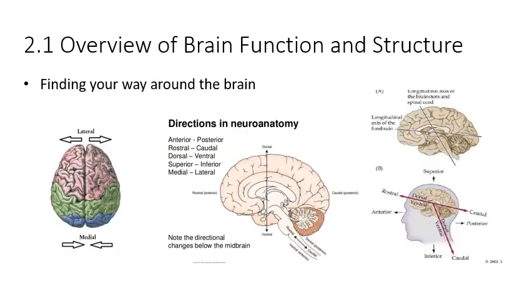Okay, finding your way around the brain. So this is just directions in the brain. These are important to know because you'll hear terms like dorsolateral prefrontal cortex, and you want to know what that means. You want to know what dorsal means and what lateral is, where you might find that area of the brain. So anterior, posterior, and rostral-caudal mean essentially the same thing. Anterior means the front, posterior means the back, same with rostral-caudal.